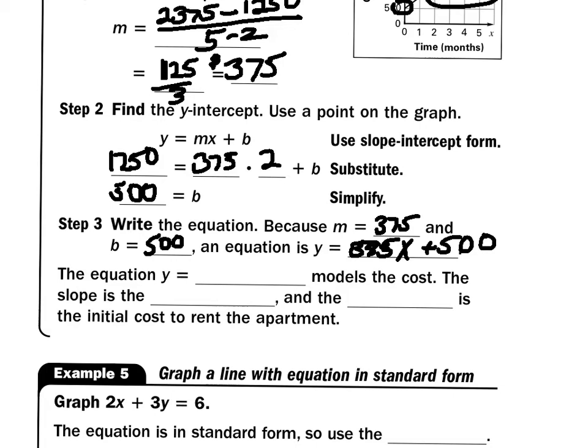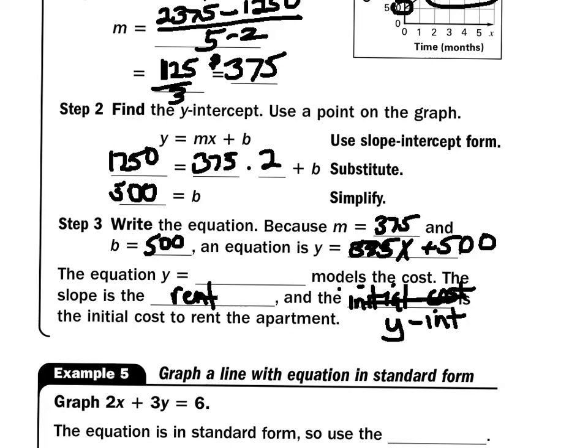Okay. The equation models cost. The slope is the rent, and the y-intercept is the initial cost. Oh, they already put that, so they wanted us to put that the y-intercept is the initial cost to rent the apartment.